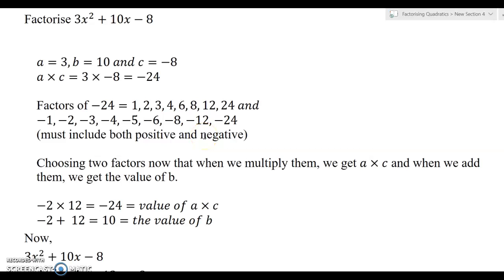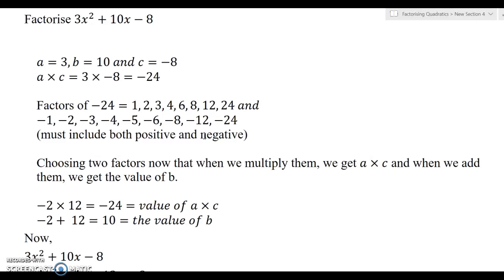Hi everyone, so this is our second video for factorization of quadratics. In the first video we looked at quadratics that had only positive signs in it. Now we're going to look at where we have negative signs in the mix. I really encourage that you look at the first video, the factorization of quadratics part 1, before you look at this. Alright, so we're going to factorize 3x squared plus 10x minus 8.